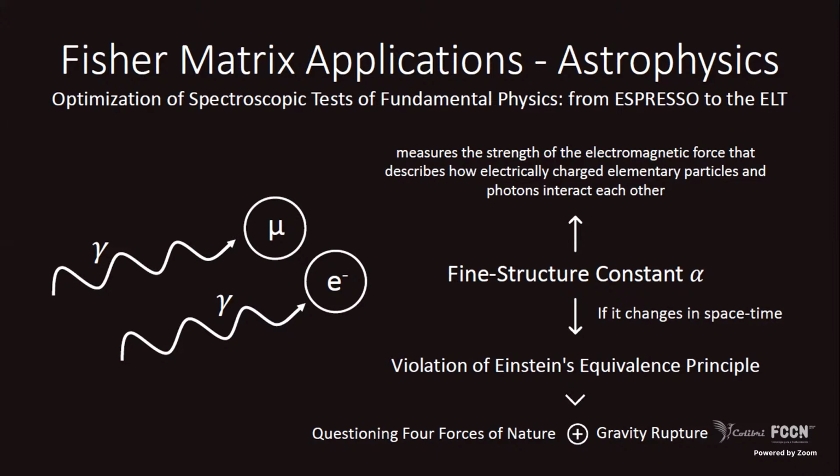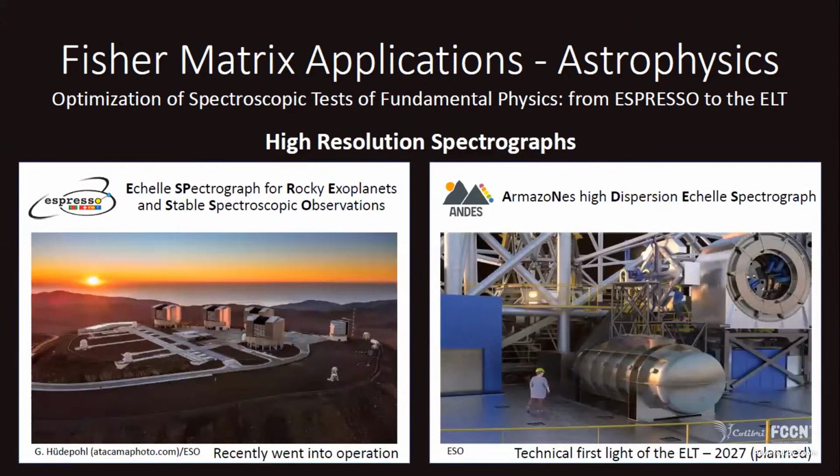So as you can see in the title, I used two different high-resolution spectrographs. ESPRESSO, which is on the VLT, the Very Large Telescope, which recently went into operation, so you can use the data and the knowledge from it for the future high-resolution spectrograph, ANDES. ANDES will be installed on the Extremely Large Telescope, the successor of the VLT, and its technical first light is planned for about 2027.